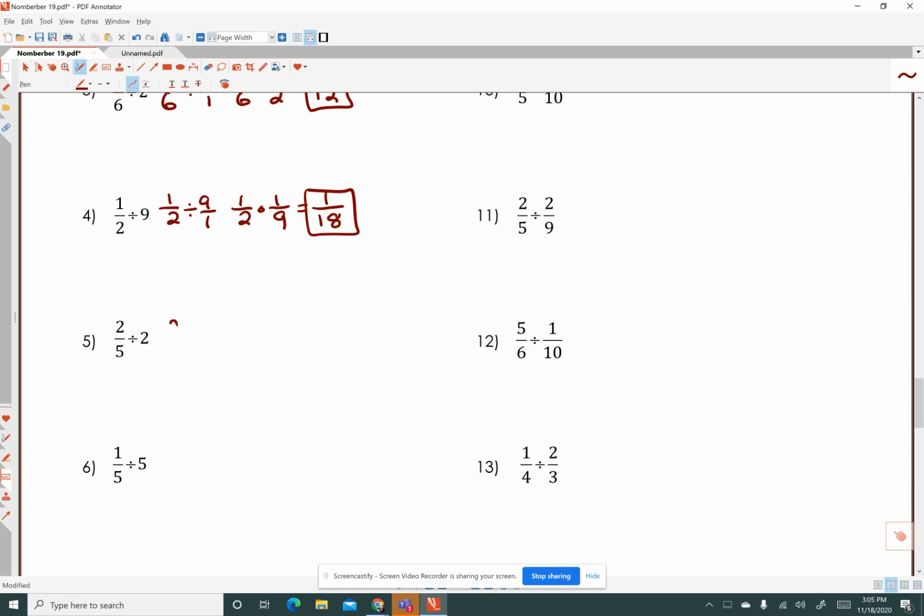Number 5, we will rewrite the division first with a denominator of 1 on that whole number. Then we will rewrite the problem as multiplying by the reciprocal. Now here we can definitely simplify. 5 divided by 5 is, oops, hold on. Fix that again.